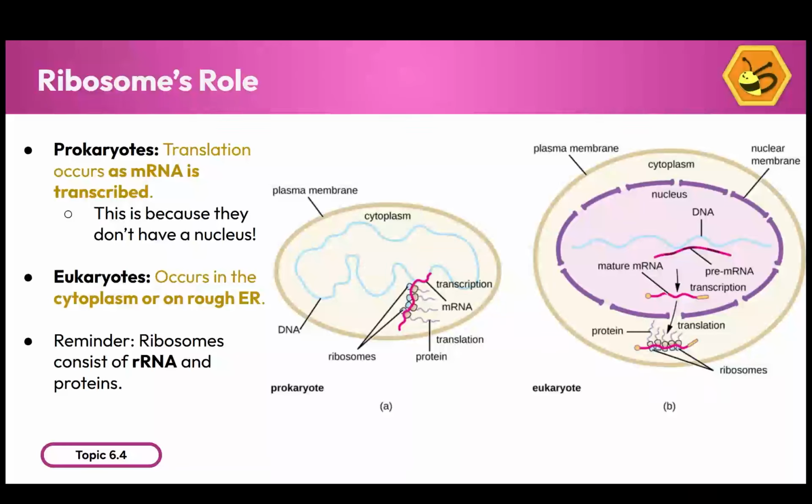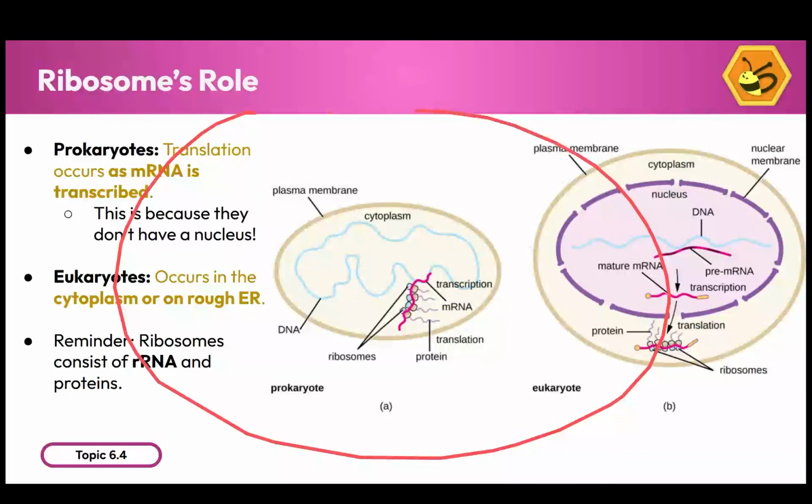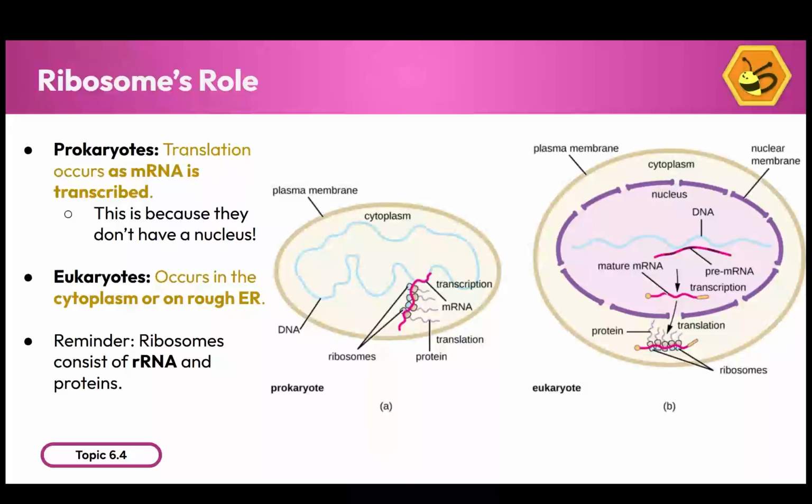I feel like that was really complicated, so I'll stop for questions. Anyone? Again, I'm emphasizing this because this is something you'll probably see a lot on the exam. The main difference is that in prokaryotes, transcription and translation occur at the same time, and in eukaryotes, they happen separately.